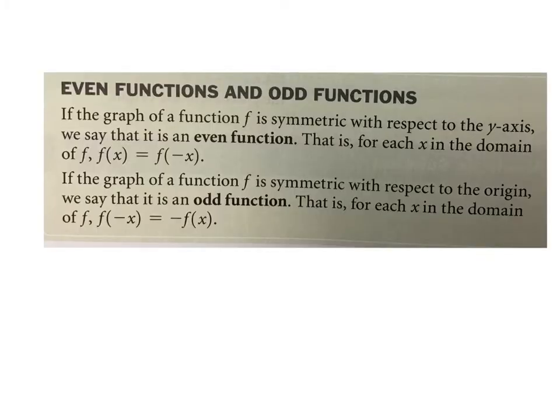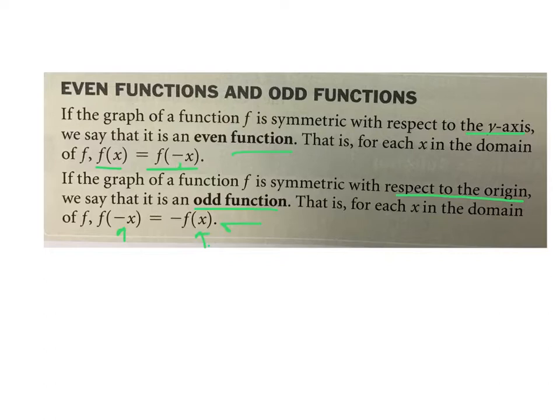Even functions and odd functions. An even function is just one that is symmetric to the y-axis, which means you do the test. You plug in a negative x, and if you get the same thing, it's even. Now, odd is not what you would think, probably. Odd is symmetric to the origin. One way to test that is you plug in a negative x, and you get the exact opposite of what you started with.